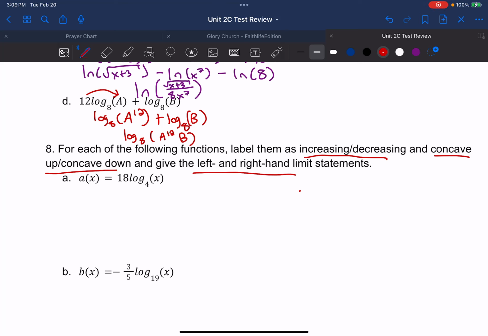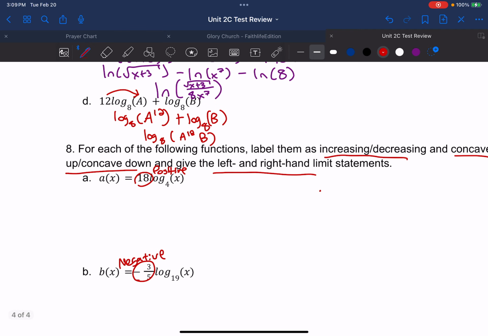So for each of the following functions, label them as increasing, decreasing, concave up and concave down, and give the left and right hand limit statements. So on A here, you can always tell by this is a positive log, and this number in front tells me that this is a negative. And I would draw both of these graphs.